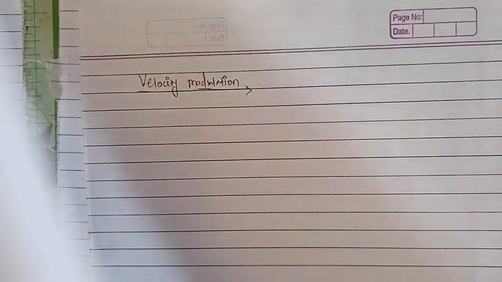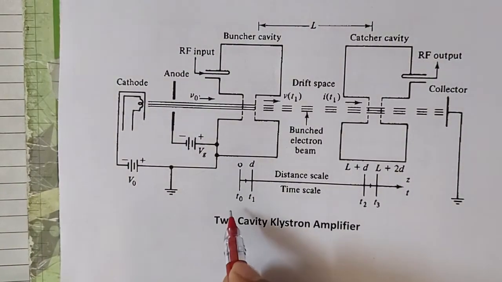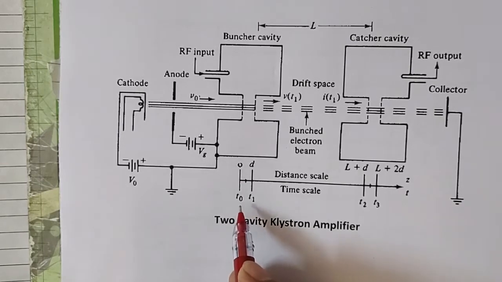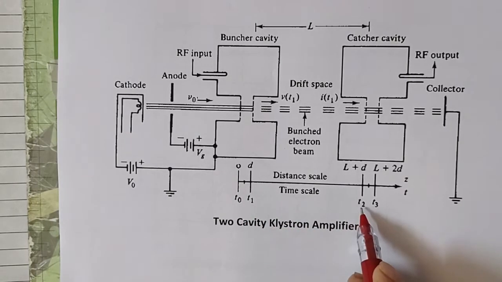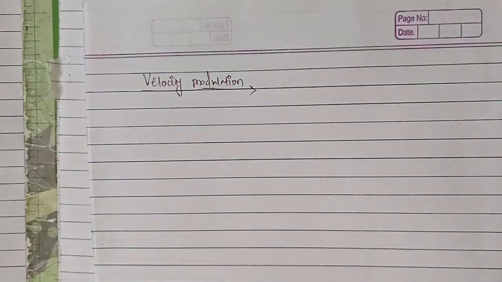So before we start, recall that electrons entering the buncher at t equal to T0, electrons exiting the buncher cavity at t equal to T1, electrons entering the catcher cavity at t equal to T2, and electrons exiting the catcher cavity at t equal to T3.